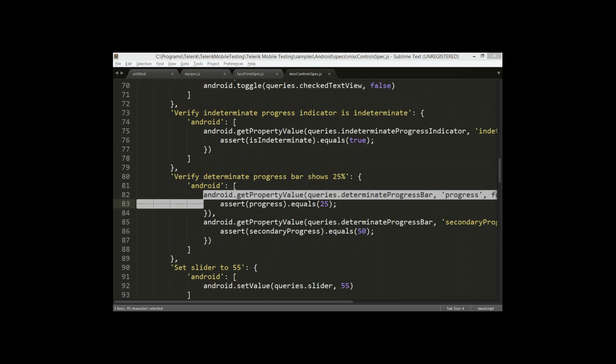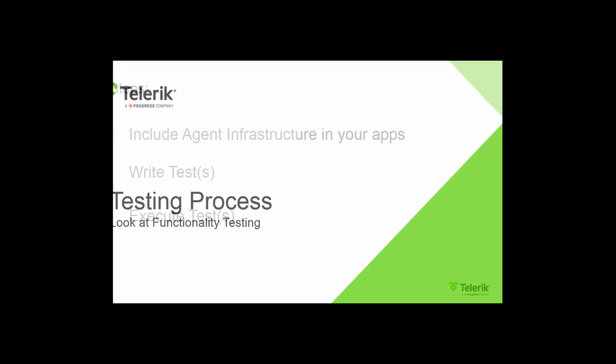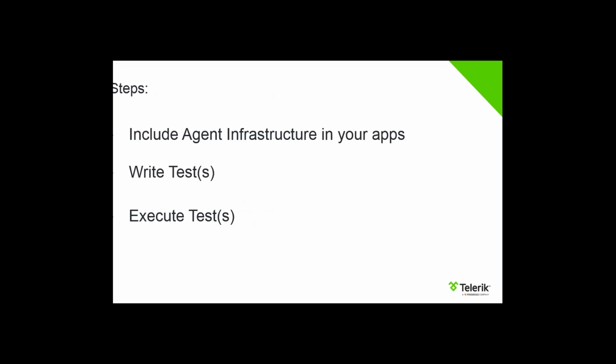So I didn't run through the slides. Quickly wrapping up, we have a node-based test server. We also have a mobile testing agent application available for Android, iOS, and Windows Phone. It communicates with the node server and the app under test. I showed you the installation demo. The testing process is very simple: include the agent infrastructure in your apps, then write the test, and then you execute the test.